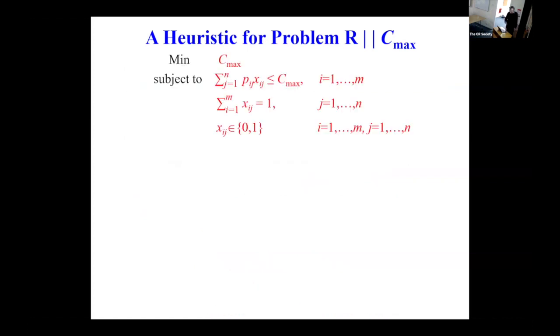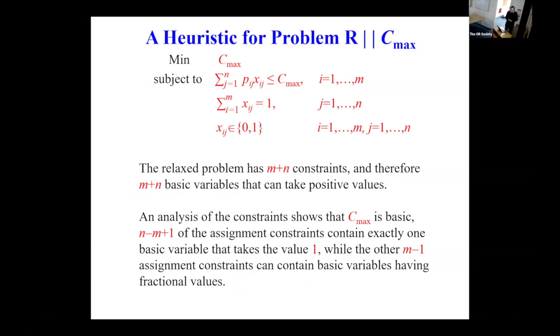I've read this up again there, but we're going to be talking about it. Okay, so the key thing here is actually looking at the basic variables in the linear programming relaxation to this problem. So rather than have the 0, 1 constraints at the bottom, you just say that the Xijs are greater than or equal to 0. They can't be bigger than 1 anyway, because the second constraint ensures that that's the case.